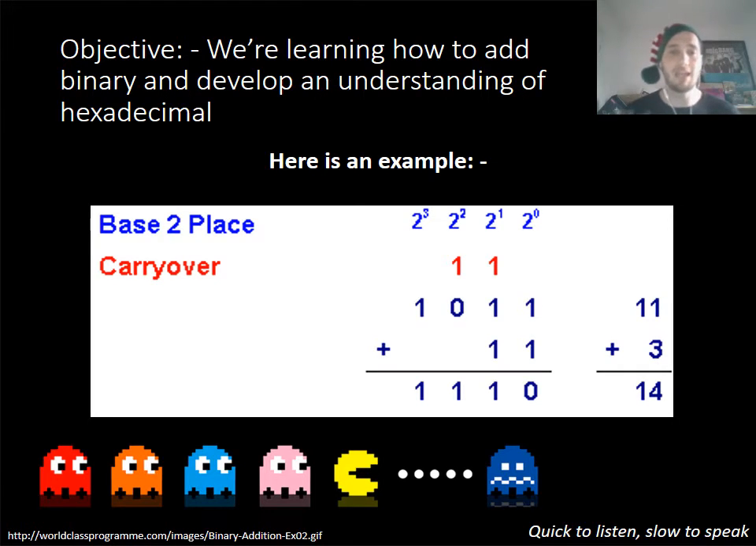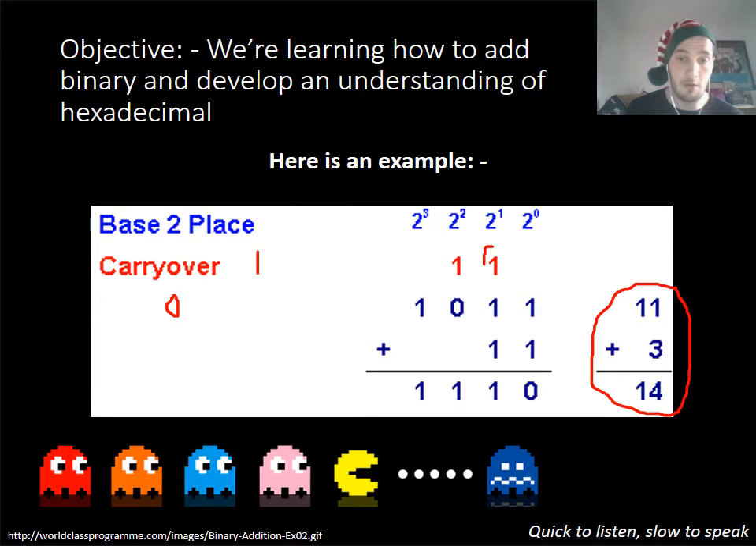So what I've got here is an example of a sum. I've got to add 1, 0, 1, 1 and 1, 1. So that's 11 plus 3. I always get my students to work out what it is in denary, just so they can double check their answer. That way they know whether they've gone right or wrong. So if I've got 1 plus 1, remember the general rule was a 0, and then you would carry over the 1. So 1 plus 1 is 0, carry the 1.